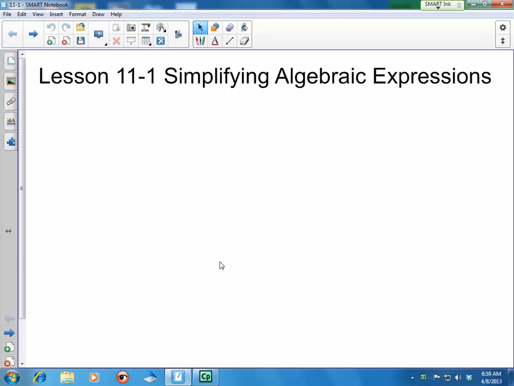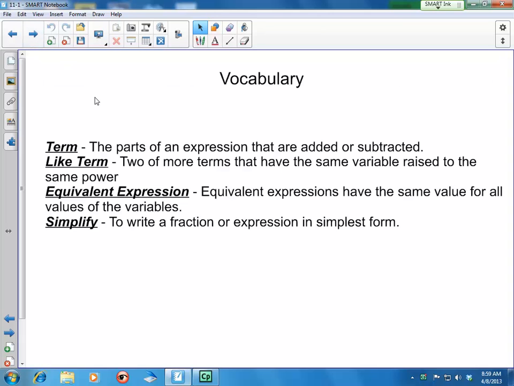Alright, today we are going to be talking about simplifying algebraic expressions, and this is going to be our first lesson in the next few lessons that we're going to be solving algebraic expressions. Now today the lesson is fairly simple because we're mostly going to be focusing on combining like terms.